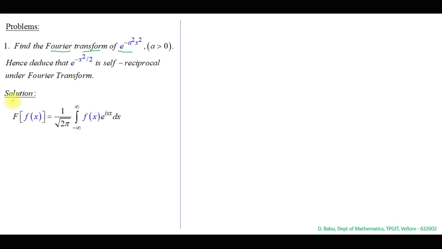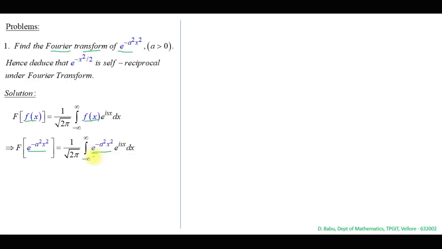So first find the Fourier transform of e power minus a square x square. What is Fourier of f of x? 1 divided by square root of 2 pi, integration minus infinity to plus infinity, f of x e power isx dx. Therefore, Fourier of e power minus a square x square equals, the integrand is e power minus a square x square e power isx dx. The coefficient is 1 divided by square root of 2 pi. The limit is minus infinity to plus infinity.